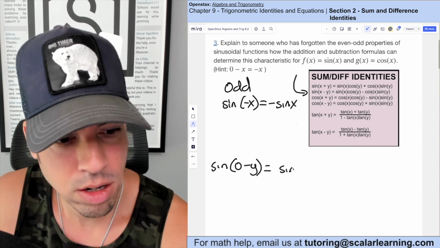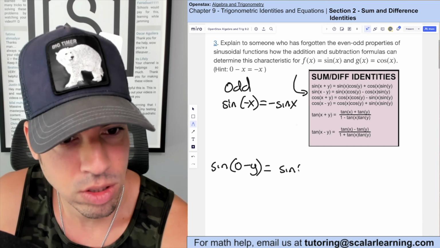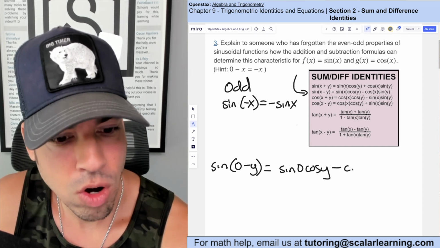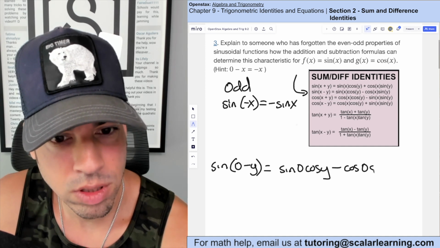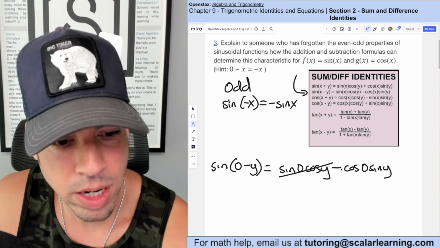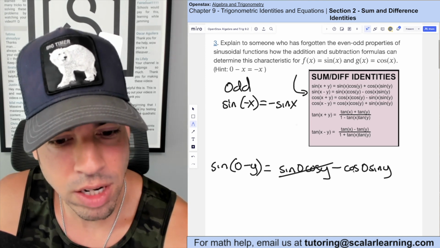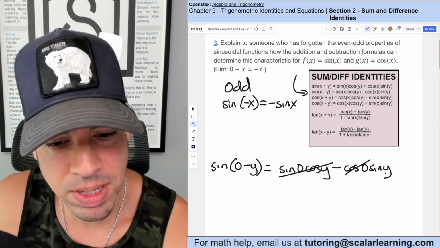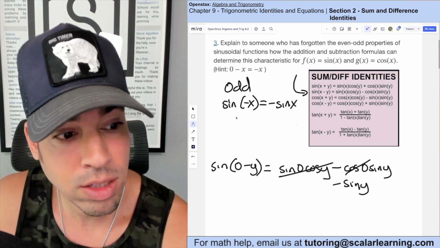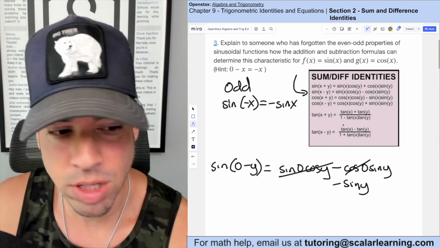So we get sine of, and then again, the x value is 0, cosine is y, and then minus cosine of 0, sine of y. Now, sine of 0 is 0, so this goes away. And then cosine of 0 is actually 1. So that just turns into 1, keeping the sine of y, which gives us negative sine y. Guess what? That's what we would have predicted for this to be odd, so that's verification.